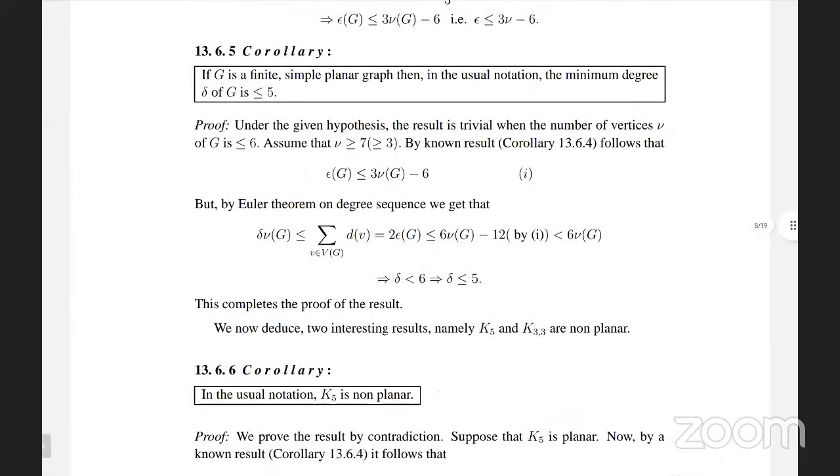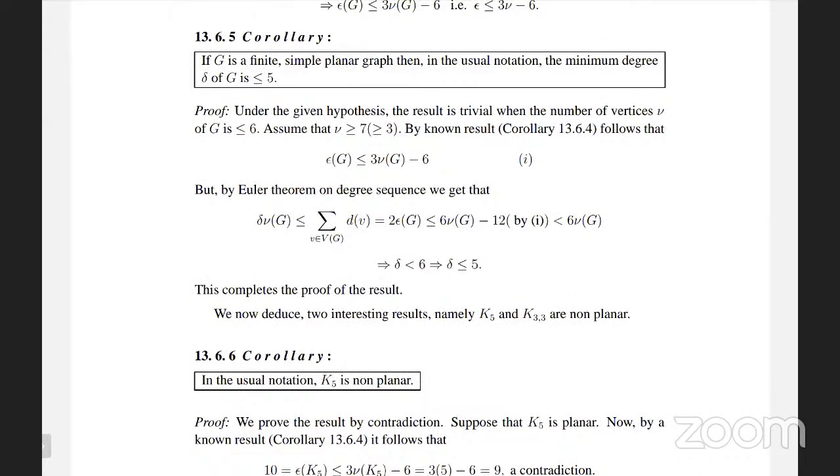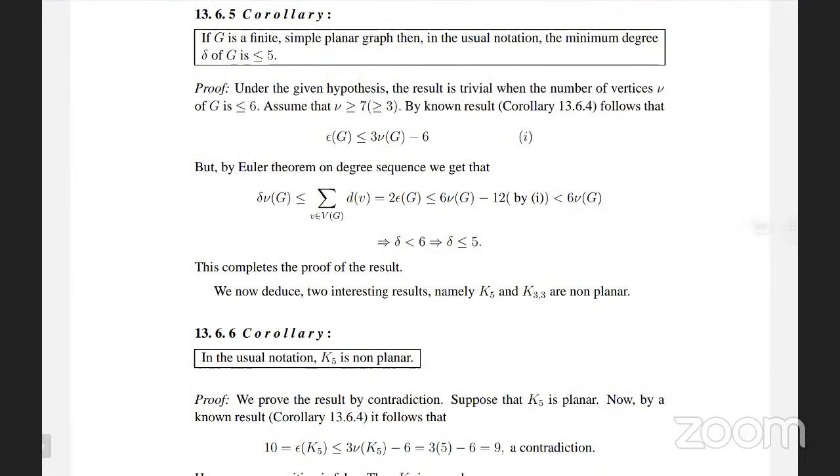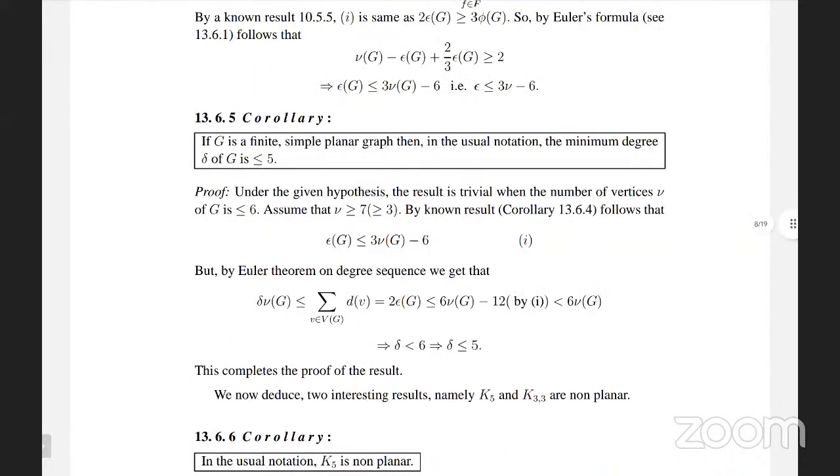Proof. If G is a finite and simple planar graph. These all are the corollaries we can get from the above theorem only. What is the theorem? V plus E minus F is greater than or equal to 2. That is called Euler's formula. From the beginning, that is the Euler formula. We are getting all these. That is the important thing.